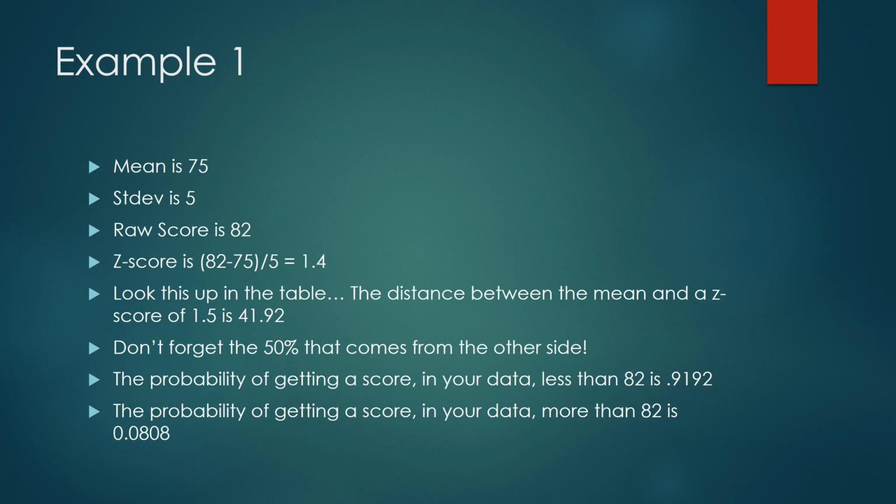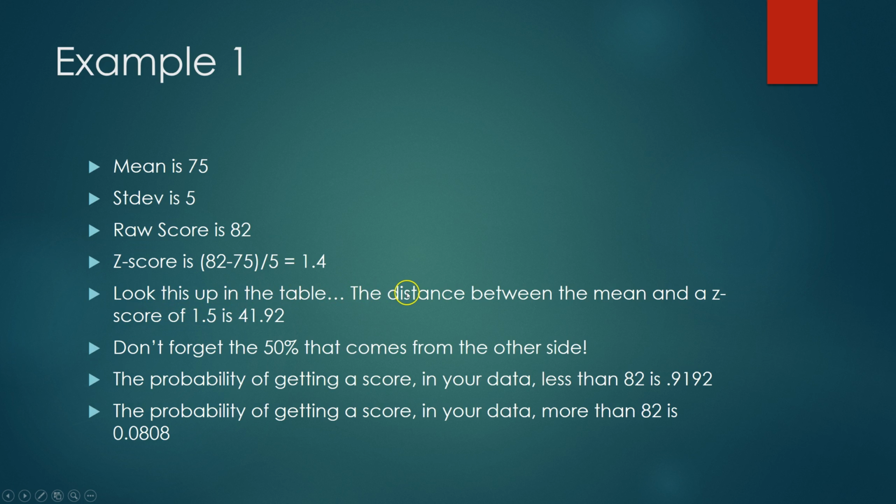What I'm going to do is look it up in the table. And what I'm going to look for is something that shows me the distance between the mean and a z-score of 1.4. This should say 1.4, not 1.5, because I was looking at 1.4 up here and I just typed it wrong here. So a score of 1.4.